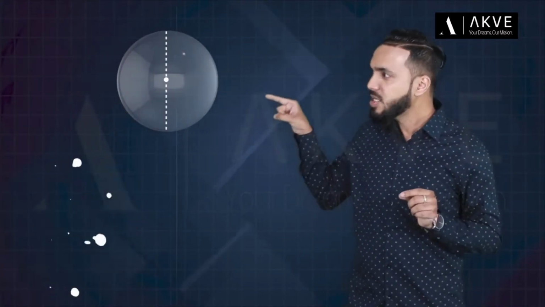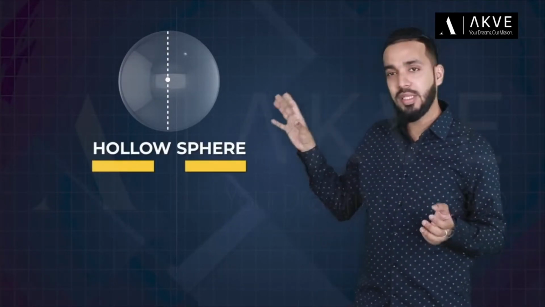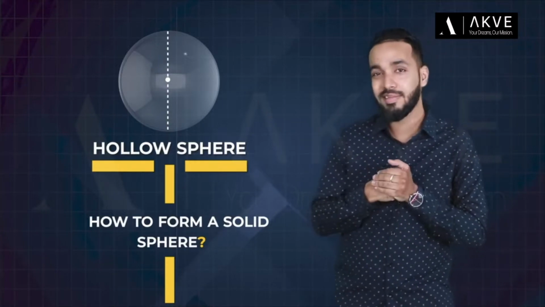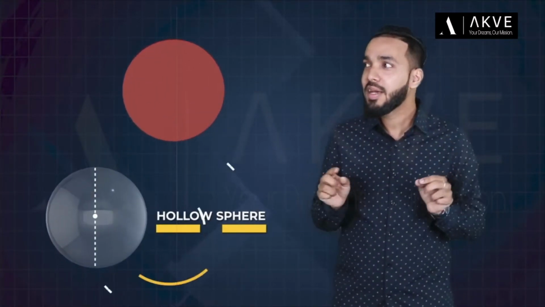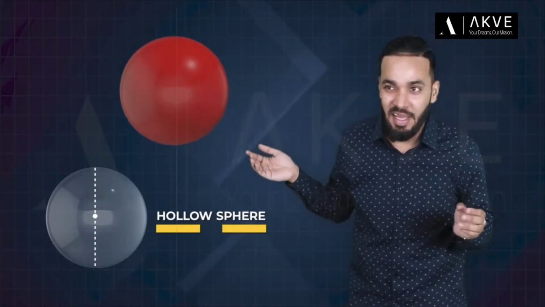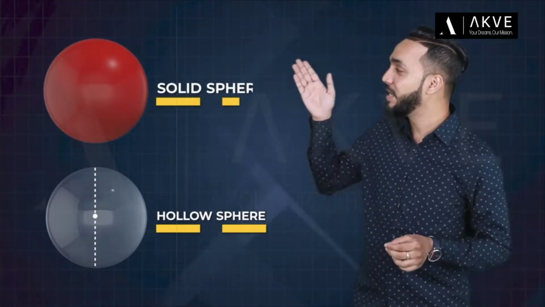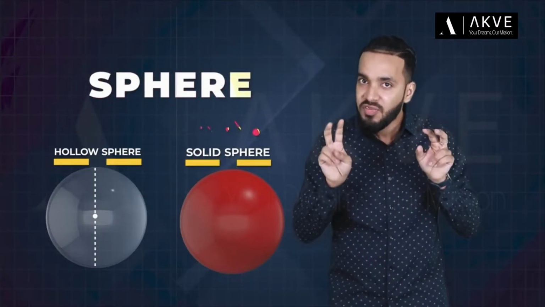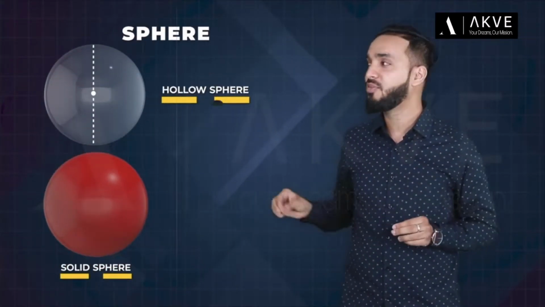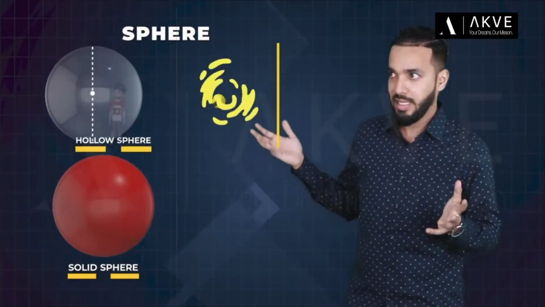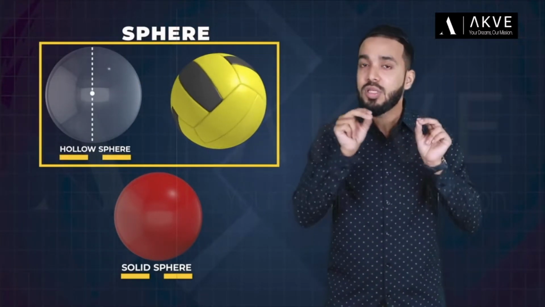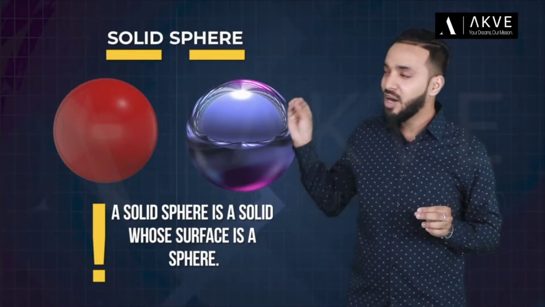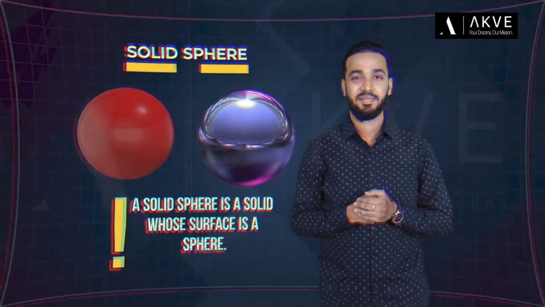But then, this sphere would obviously be hollow inside. So, how do we form a solid sphere? Simple. We rotate a circular disc instead, and voila, a solid sphere is born. You must remember though that the word sphere is generally used for a hollow sphere, like the surface of a ball. We use the words solid sphere for a solid whose surface is a sphere.